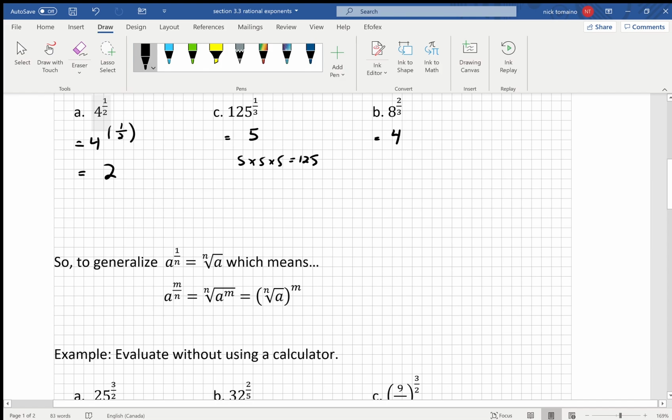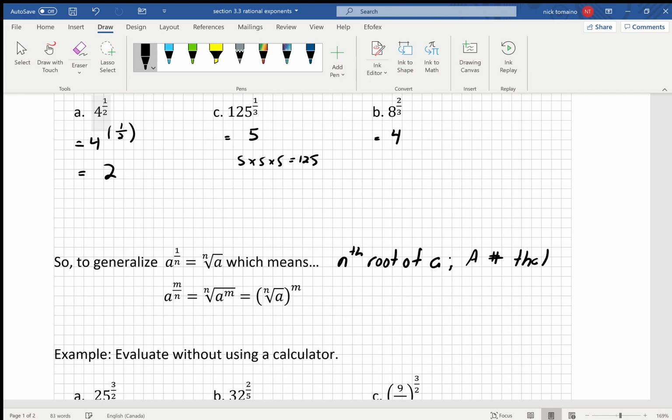Okay, so to generalize, a to the 1 over n is the same thing as the nth root of a. Okay, which means the nth root of a, and this is a number; I should put a semicolon, a number that multiplies itself n times to equal a.